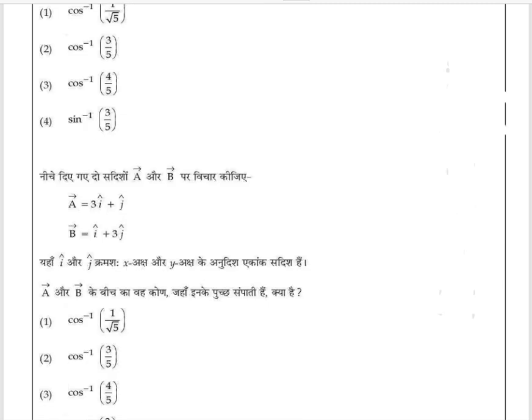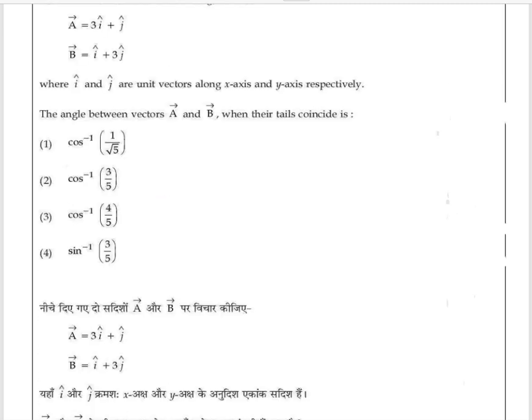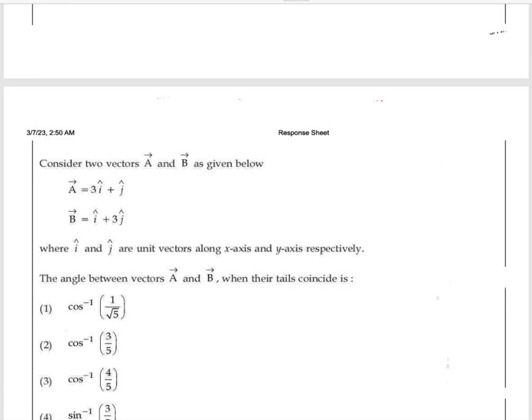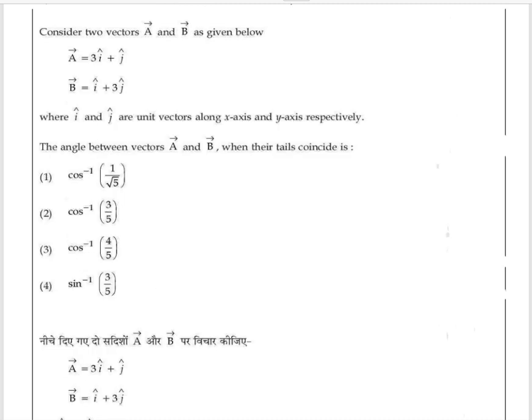So question number 7. Here the question is given that two vectors are given: A vector equal to 3 i cap plus j cap and B vector equal to the one given here. I and j are unit vectors along X and Y axis. The question is asking to find the angle between A and B vector. So we have to find the angle between two vectors.